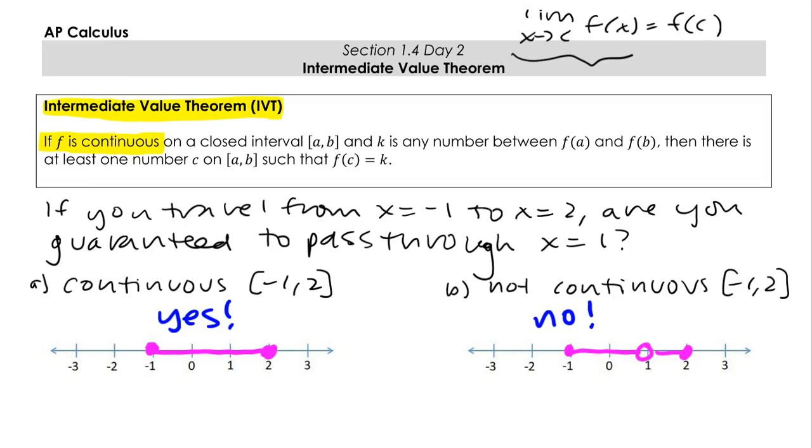All that this is basically saying, IVT, this is what I want you to get out of this, is if I travel from one spot to another, I will hit everything in between as long as I have a function that's continuous. If I have a function not continuous, there's a possibility I might not hit the value I want. Okay, so we're trying to prove continuity.